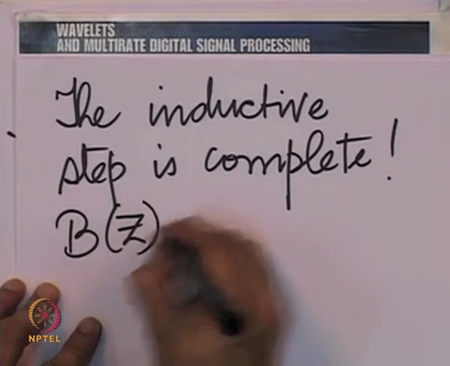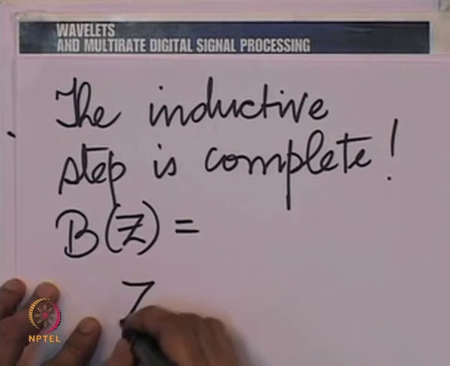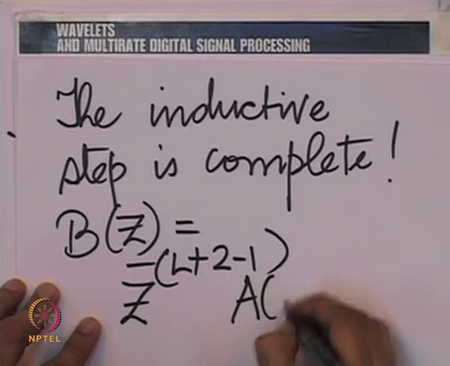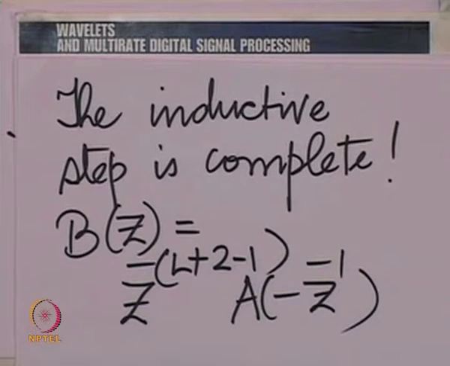B z is z raised to the power minus L plus 2 minus 1 A of minus z inverse. So, what we are saying in effect is that the conjugate quadrature relation that we require on the analysis side is replicated one module later. So, each time we put a module like this, we at least replicate the relationship between the low and high pass filter in a conjugate quadrature structure on the analysis side.